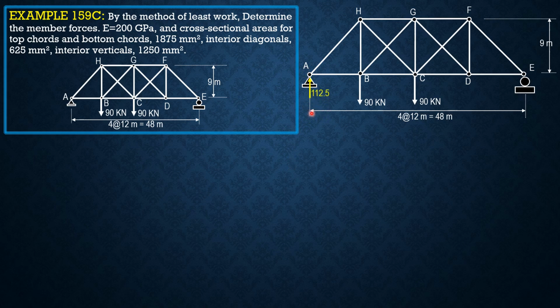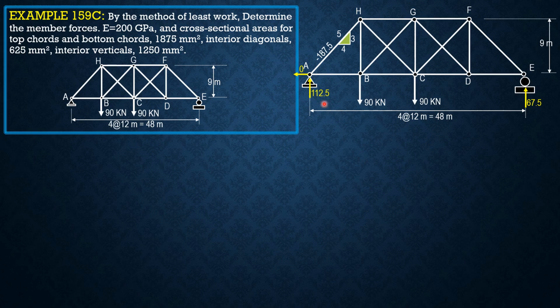So the reaction here is 112.5 kilonewtons. If you sum up moment about E, the horizontal reaction is 0, of course. Then if you sum up moment about A equals 0, that's an easy job. Then you can also find the reaction at E, which is 67.5 kilonewtons. The slope of these diagonals is 12 horizontal, 9 vertical, so we can reduce that by the common factor of 3, giving 4 horizontal, 3 vertical, and 5 for the diagonal.